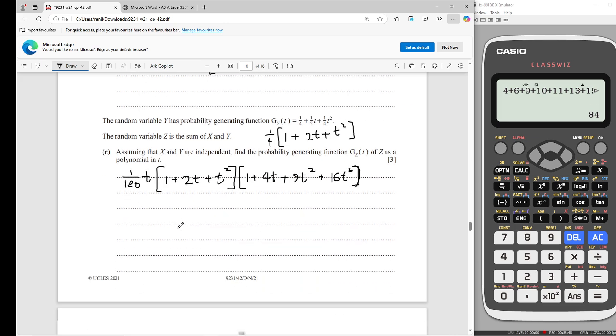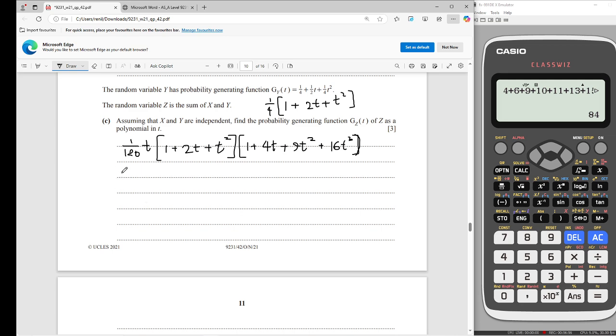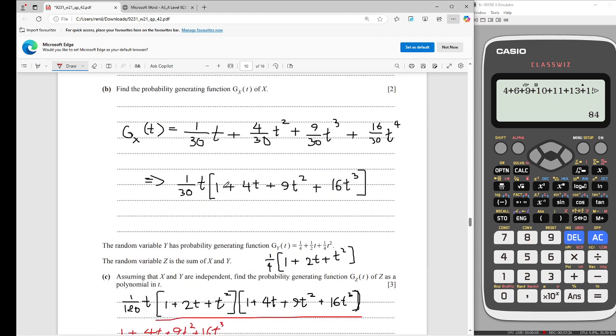Perfect. Okay, so this is the g(z), the PGF of z, but we need to obviously simplify this further. So let's just exclude this for a minute. I'm just going to simplify this right here so I don't have to repeat our steps. It's going to be 1 plus 4t, so I'm just going to rewrite the equation basically, plus 16t cubed. Okay, so now that we've done that, that is our function.